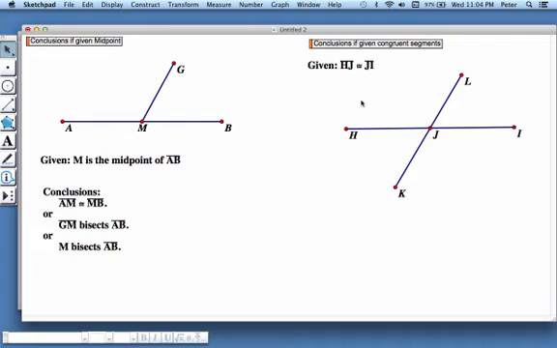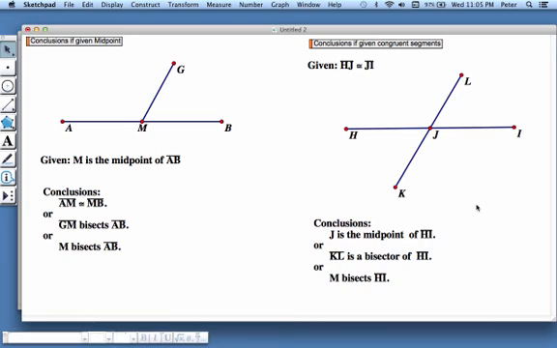Let's take a look at this other drawing over here on the right. Here we're told that HJ is congruent to JI. Can you think of one or two conclusions that you can draw from just knowing that HJ is congruent to JI? Pause the video and think of some. Okay, some of the conclusions you could come to is that J is the midpoint of HI, KL is a bisector of HI, or M bisects HI. All right, let's move on to another definition.